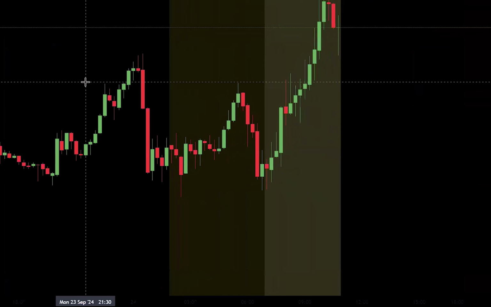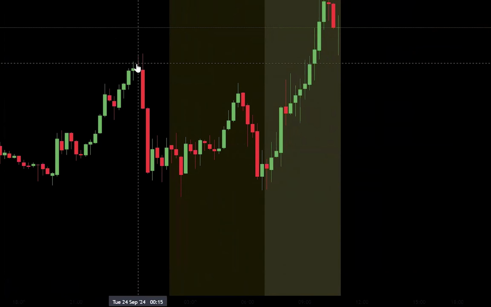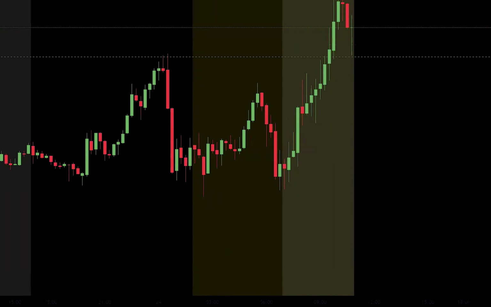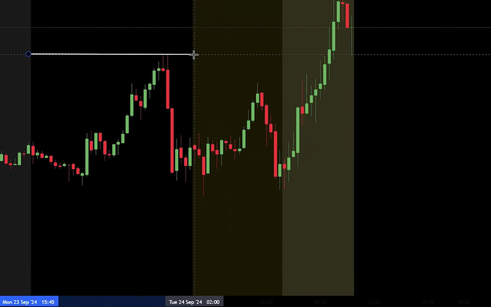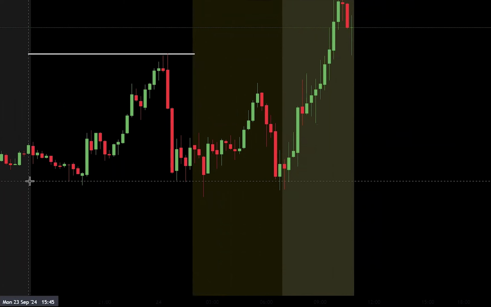Here's another example on the next day, which was the 24th, on gold. Gold literally did the same thing again, the same move. Let's mark off our Asia high and also mark off our Asia low.